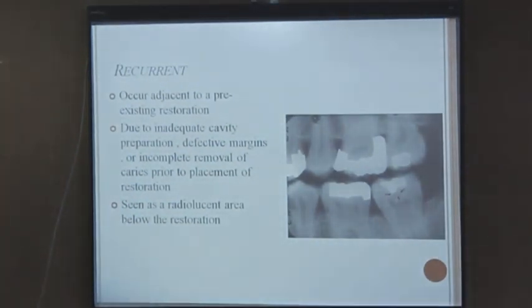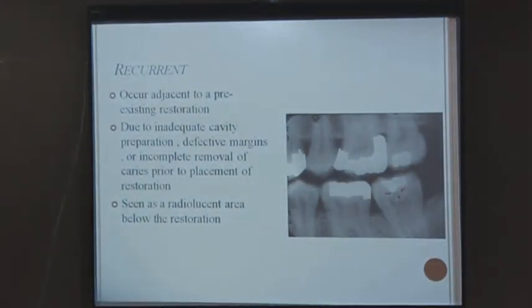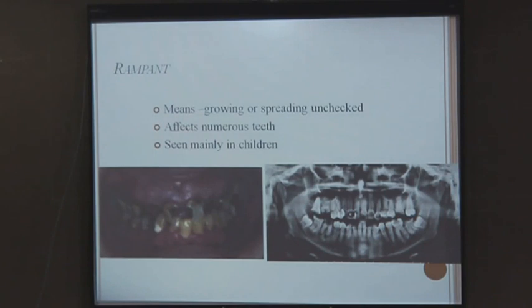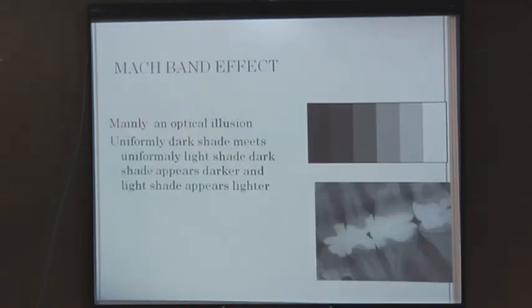When you can see recurrent caries there, mild radiolucency below a restoration, that is your recurrent caries. Your rampant caries. Mach band defects, what is it? When you have a nice heavily restored tooth, you will tend to see a Mach band defect.